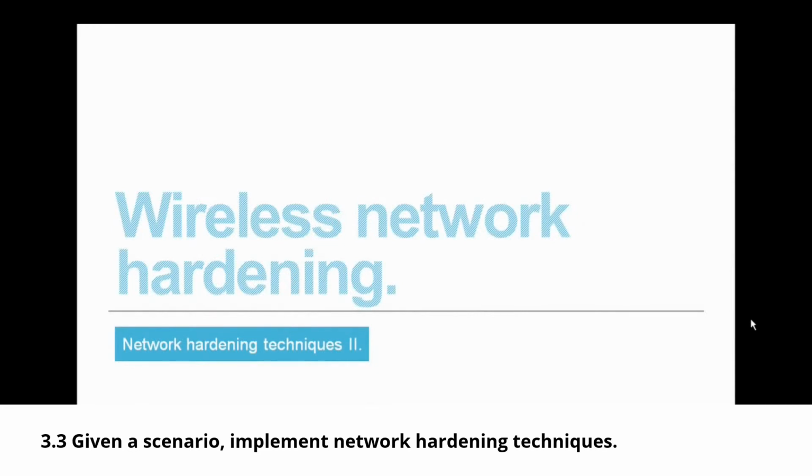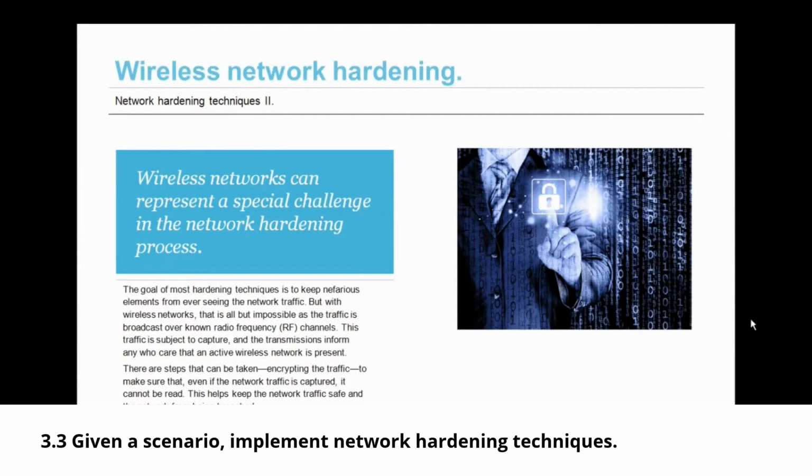With that covered, let's move on to wireless network hardening. Wireless networks can represent a special challenge in the network hardening process. The goal of most hardening techniques is to keep nefarious elements from ever seeing the network traffic. But with wireless networks, that is all but impossible, as traffic is broadcast over known radio frequency channels. This traffic is subject to capture, and the transmissions inform any who care that an active wireless network is present.